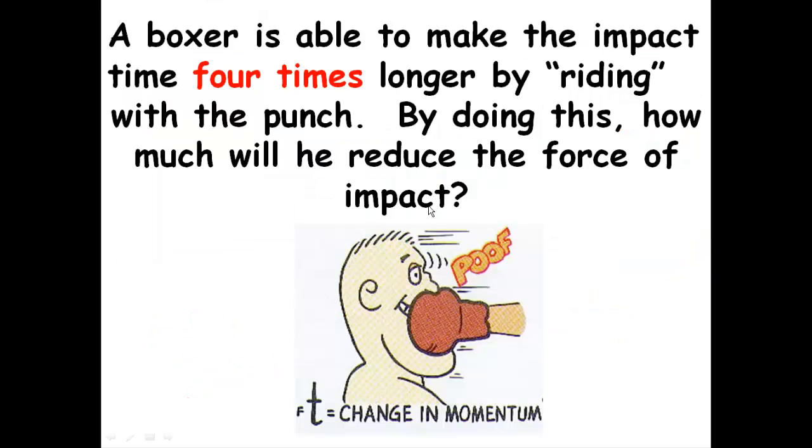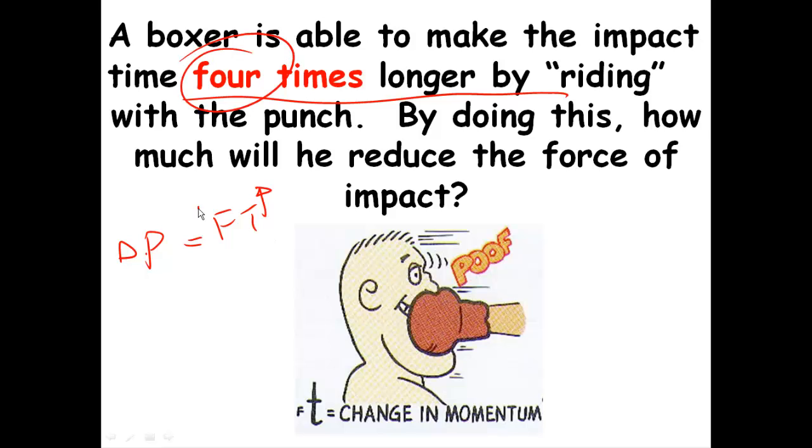Put it in the realm of sports. A boxer knows not to just leave his face there. When he gets hit, he moves backward. He does that so he can increase the time. He rides with the punch. And so we know the change in momentum of that punch is going to equal the force times time. If he increases that time by 4 times, he's going to decrease the force by 4 times.